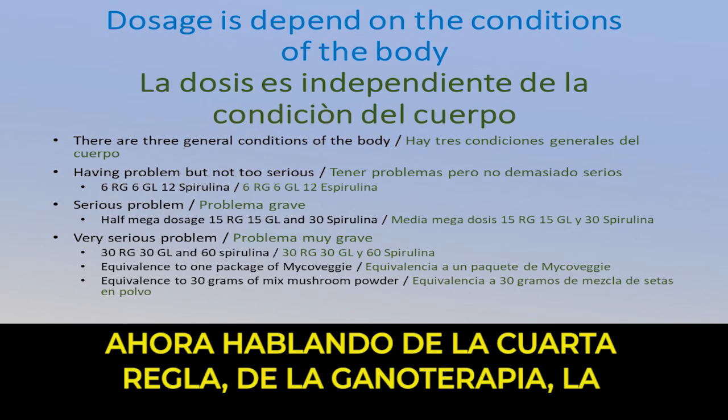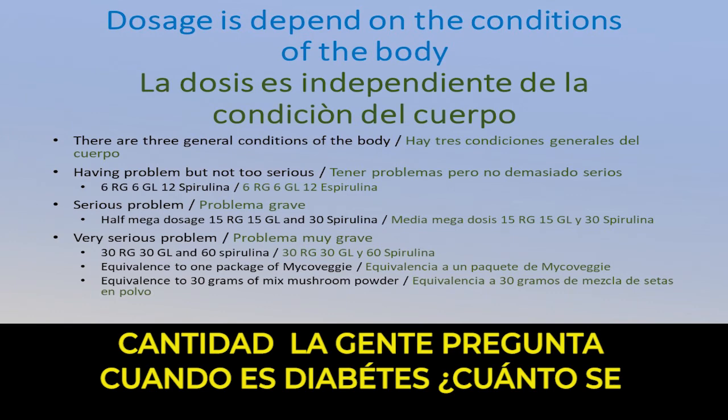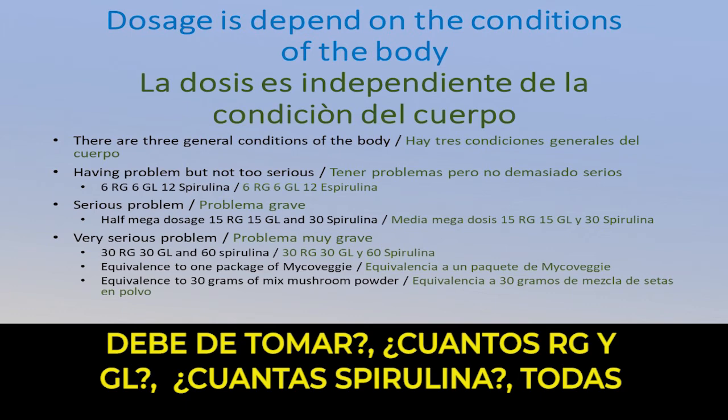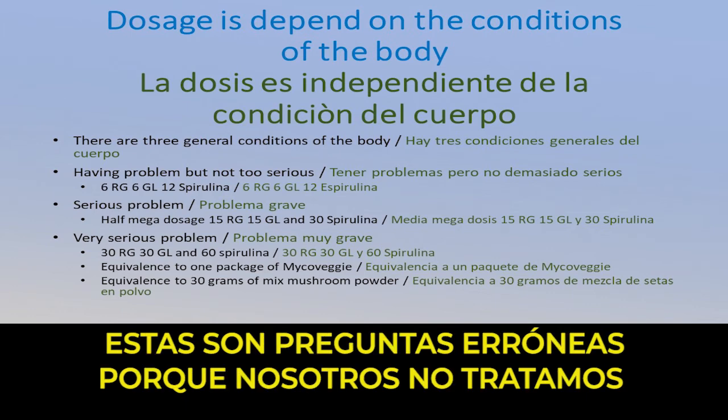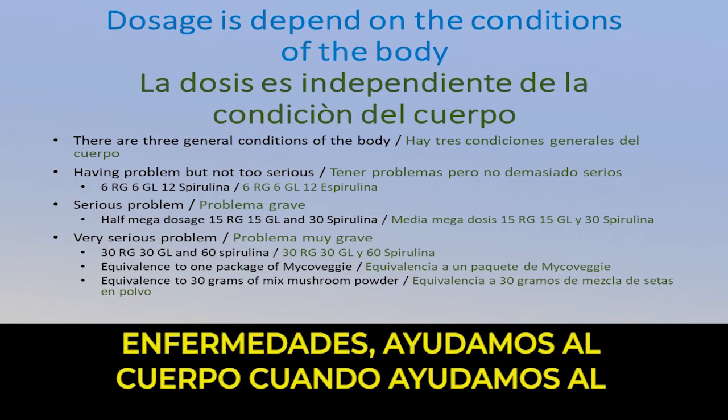Now we come to the fourth law of this Ganotherapy, the dosage. Many people keep on asking us, when it is diabetes, how many dosages should we take? How many Rg, how many Gl, how many spirulina? All these are wrong questions, because we do not treat disease. We treat the body.